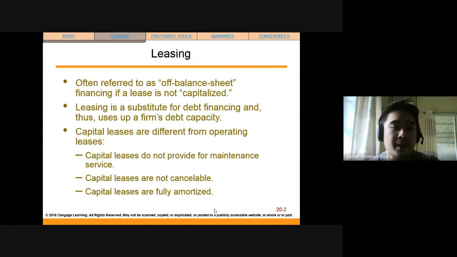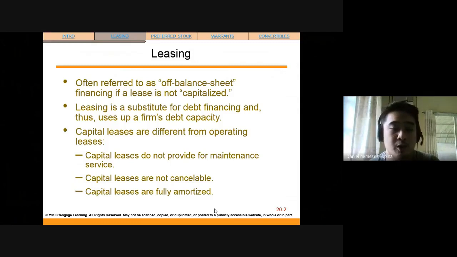Capital leases are different from operating leases in the following manner. First, capital leases do not provide for maintenance service. So when we enter into a capital lease or finance lease, the maintenance cost is not the obligation of the lessor or the owner of that property. Whereas in the operating lease, part of the rentals being paid already includes maintenance costs, which should be shouldered by the lessor.